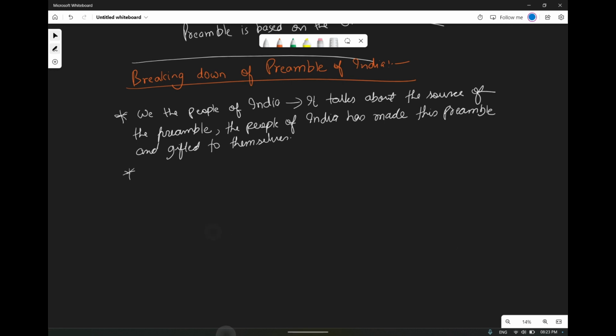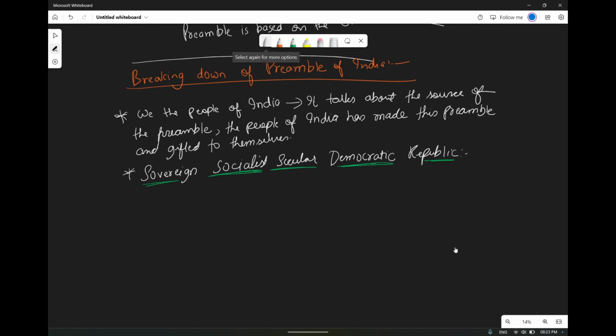Now, another important term: sovereign, socialist, secular, democratic, republic. There is no comma, let me remove it. This whole phrase, sovereign, socialist, secular, democratic, republic, is written together in the preamble. It tells about the nature of the Indian state. None of them is separated.